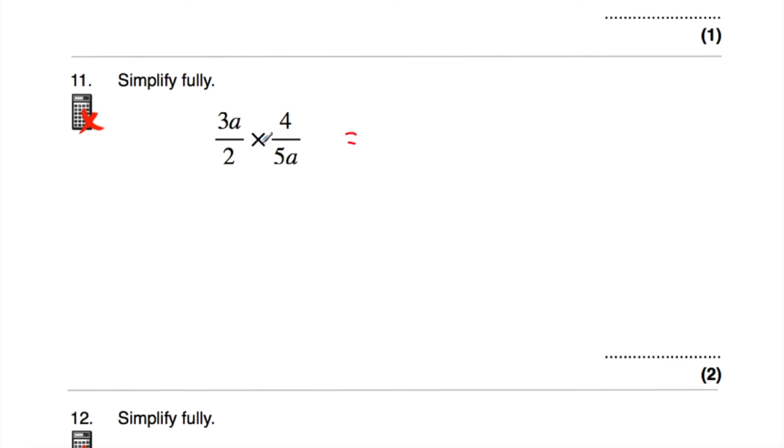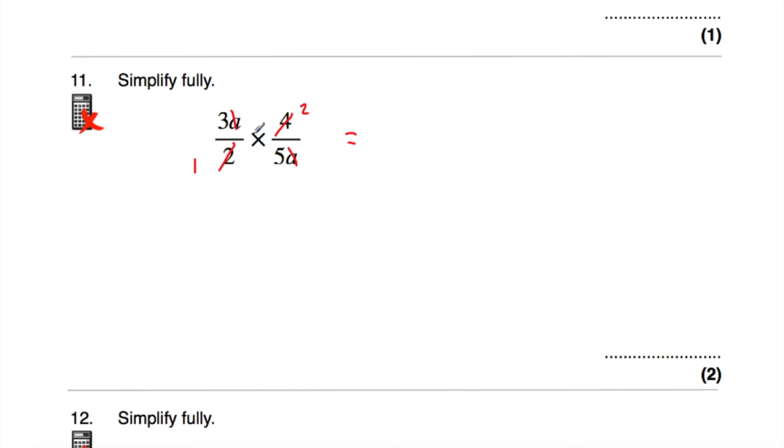If we've got 3a over 5a, well, you'd be able to divide both of those by a. So you can actually divide that by a and that by a. So you've got a 3 there and a 5 there. And also, you can have a look at this numerator and this denominator, and they're both divisible by 2, so let's cancel down, so let's divide both of them by 2, and that gives us 2 and 1. And now we're left with 3 over 1 multiplied by 2 over 5.